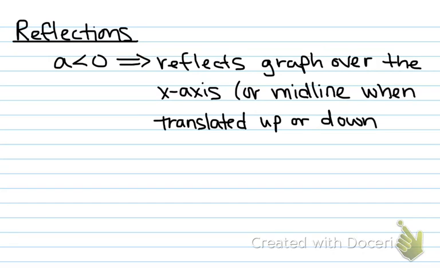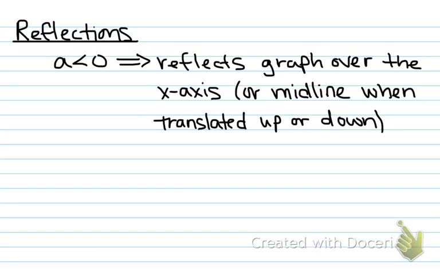The way that we tell if there's a reflection is if that a value that normally we use for the amplitude, we always said that that amplitude was positive regardless of whether the coefficient was positive or negative. Well, what that positive or negative tells us is whether there's a reflection or not. So if that first number, or that coefficient of the trig function is negative, so if a is less than 0, that tells us that there is a reflection of the graph over the x-axis, or if it's been shifted up or down, it's going to be over that midline.